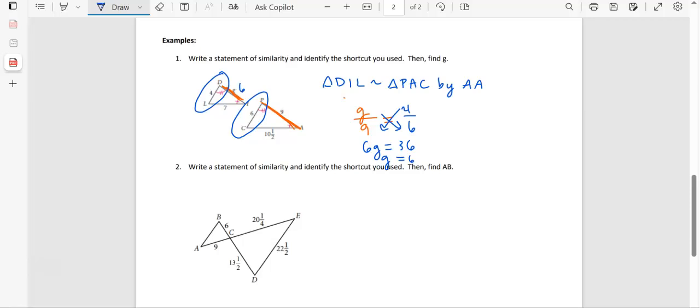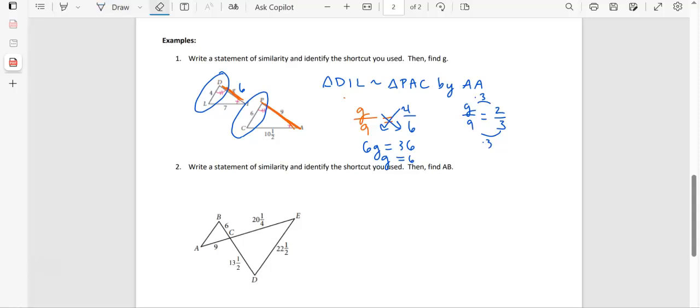Or you could simplify 4/6 to a 2 to 3 ratio, and then you could think of multiplying by 3 to get to the similar ratio and also get G is 6.